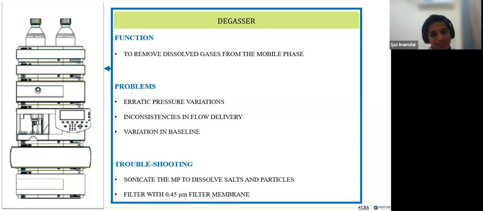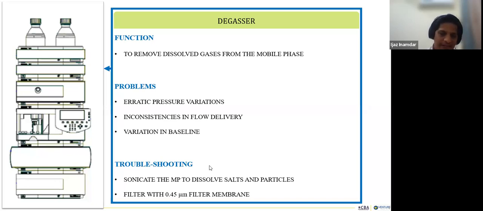This being said, can you use a system without degassing? Yes, you can use the system, but it's a good practice to incorporate a degasser into your HPLC setup. If you are not using a degasser, or if your degasser has problems, you might get erratic pressure variations, because the dissolved gases do not let the pump function normally. You can directly correlate it with inconsistency in flow delivery and variation in the baseline, because if your flow rate and pressure vary, your baseline might not be stable.